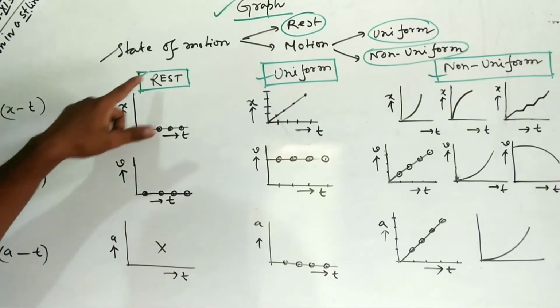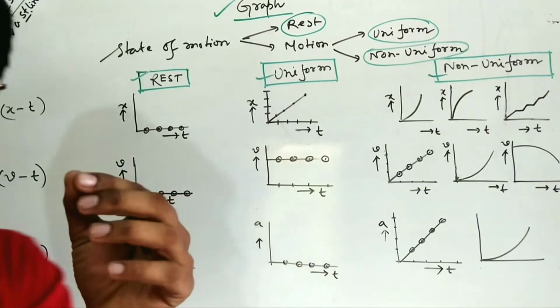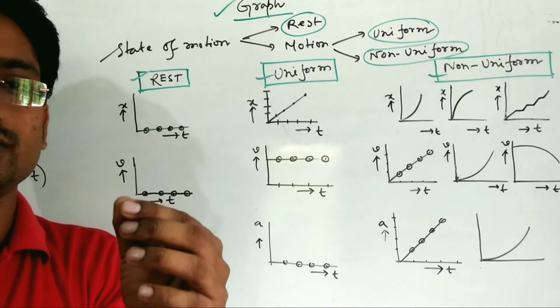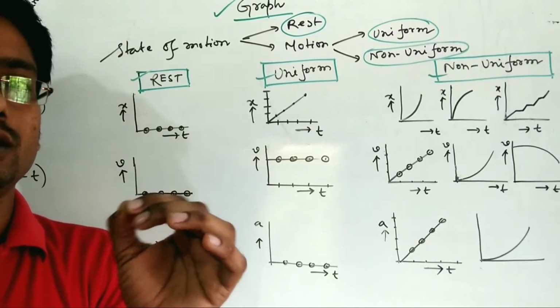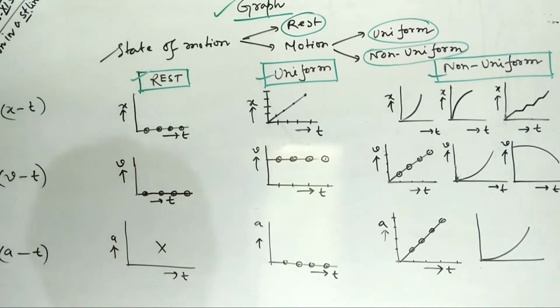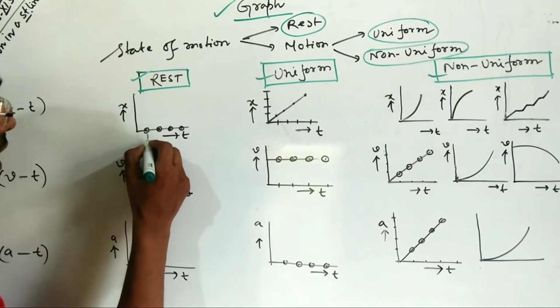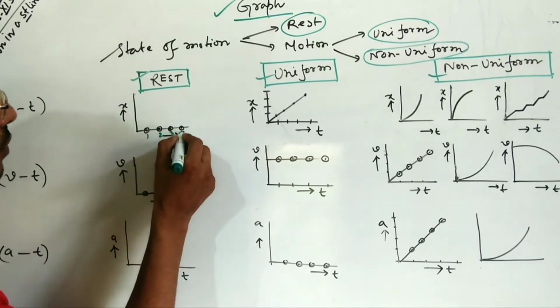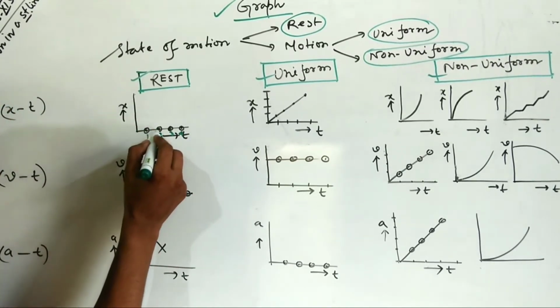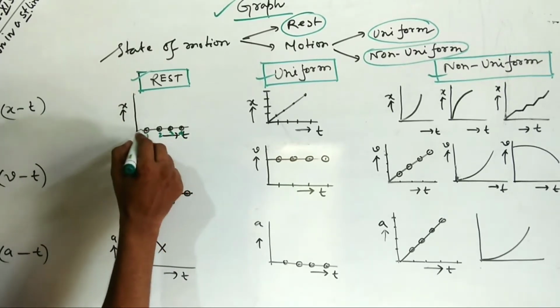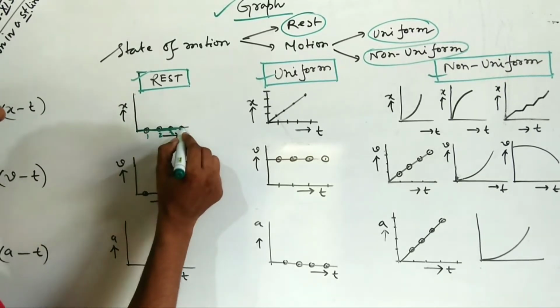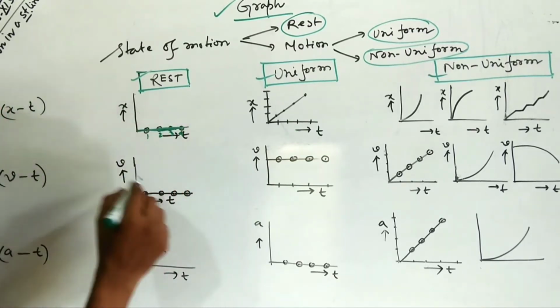Now for xt, if the body is at rest, that means it is not displaced, distance and displacement are not occurring, then at times 1, 2, 3, 4 the displacement will be 0. That means the graph will be on the t-axis. It coincides with the t-axis.